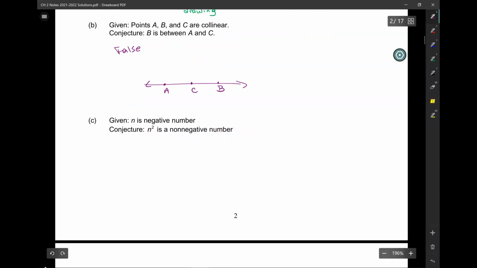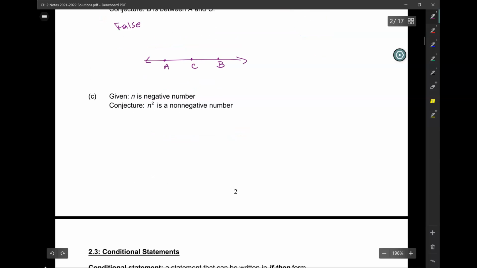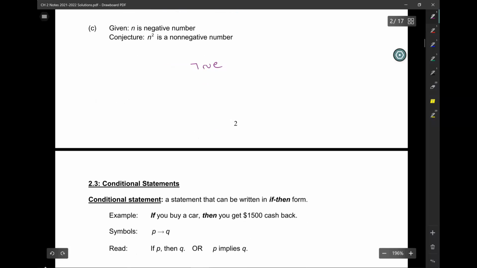Given n is a negative number, conjecture: n squared is a non-negative number. True or false? True. Okay? Because there are no cases. You cannot come up with a case for that to be false.